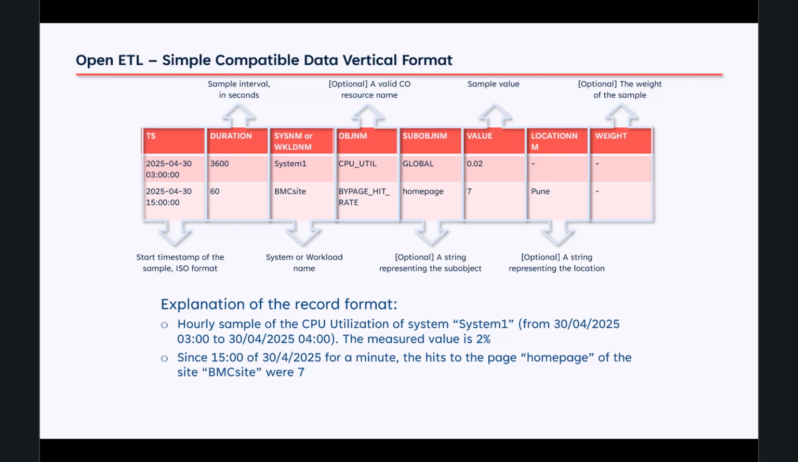So the explanation of these two records format is the hourly sample of the CPU utilization of system 1 on the 30th of April 2025 from 3 AM to 4 AM is 2%. And the second one is since 3 PM of the 30th of April 2025 for a minute, the number of hits to the page on page of the site BMC site were 7. This said, we can create a sample input file to parse.